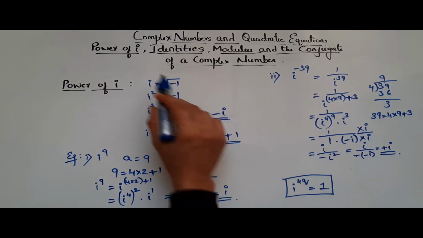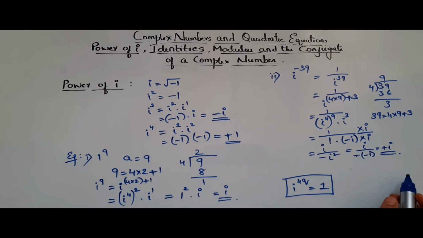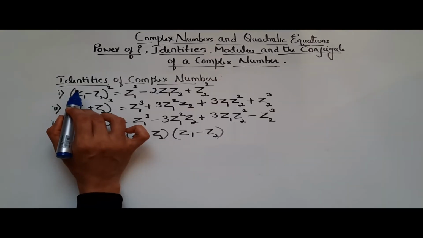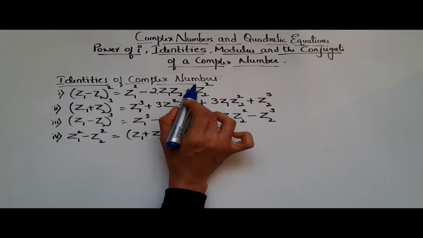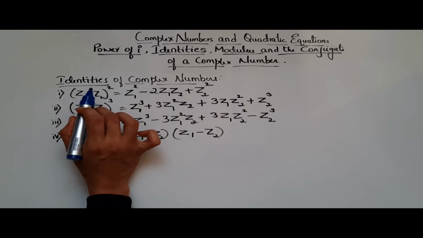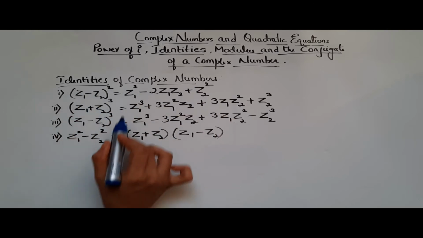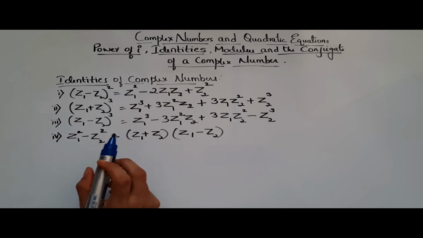Now let's move on to identities. But before that, pause the video and note this down. So now let's see some of the identities of complex numbers. Identities means some standard formulas. Here you don't have to prove these formulas. You just have to remember these formulas, alright?